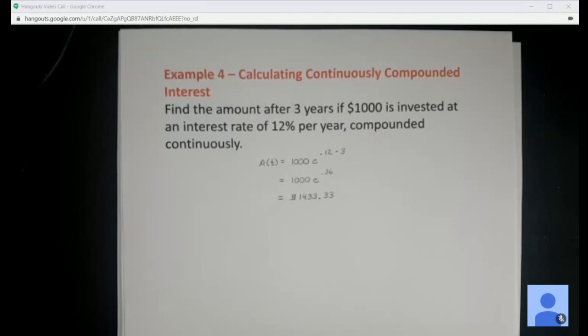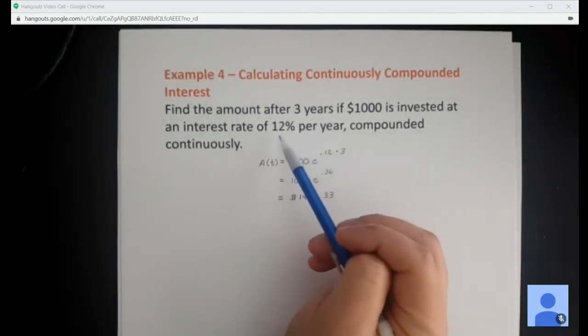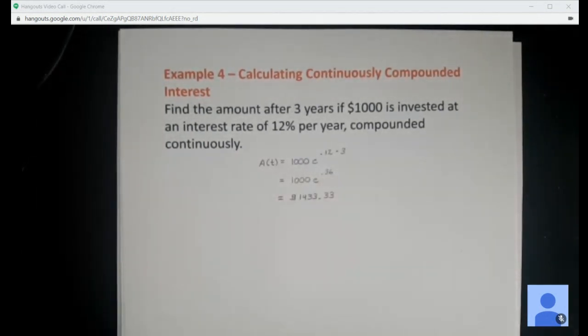Any questions on how we got that? All right, now I want you to think back to the problems we did yesterday, because we also did the exact same principal, time, and interest rate, but we did it with annually, with monthly, and with daily. So those were the 3 values that we used there. What do you notice about this value compared to those values that we got yesterday in that problem?